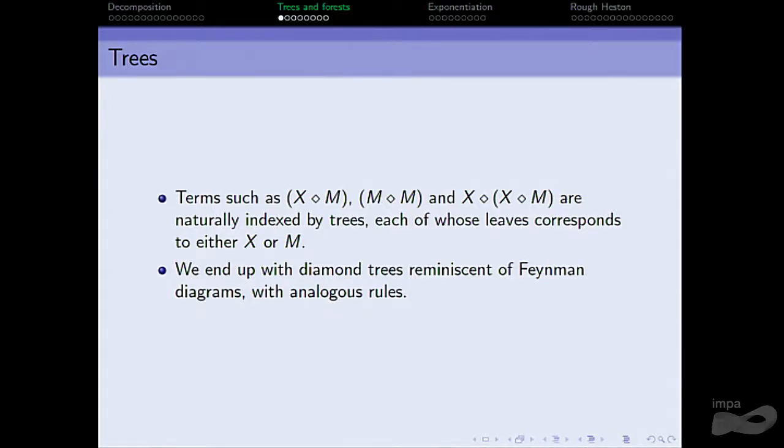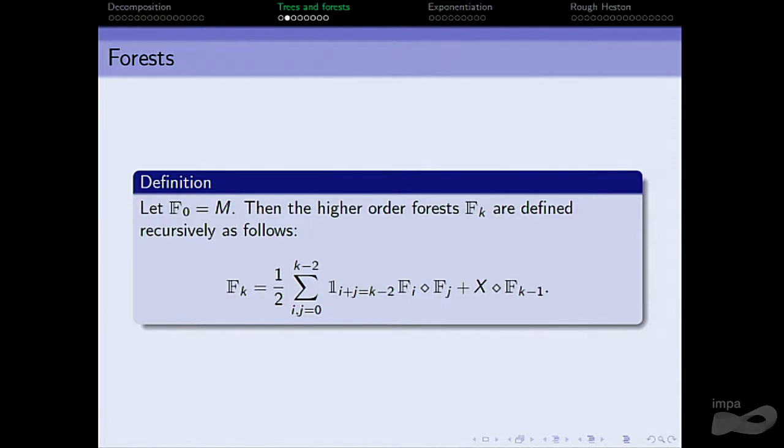So it's natural to represent these autocovariance functionals, they're basically iterated integrals, using trees, each of whose leaves corresponds to either an x or an m. And we end up with diamond trees reminiscent of Feynman diagrams. Now that we've got trees, why not make forests of trees? And at this point, it's probably completely unmotivated, but you'll see why. So we're going to define our forests iteratively.